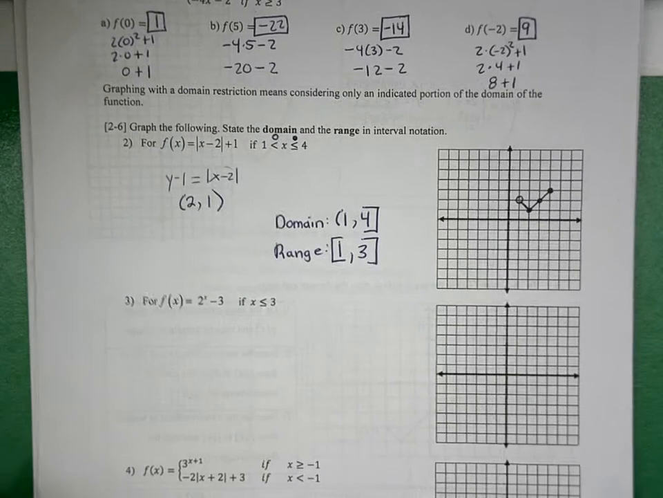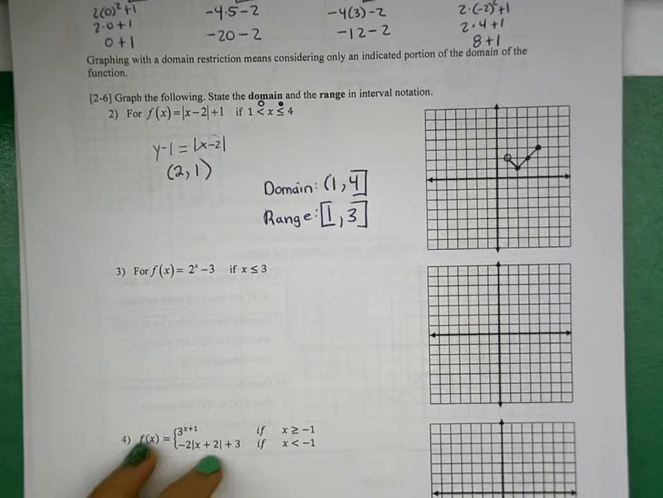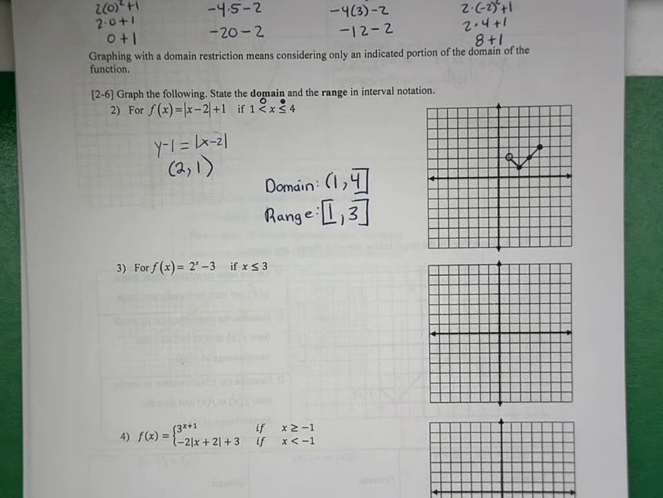For f of x equals 2 to the x minus 3 if x is less than or equal to 3. So again, one more time, the two things you want to make sure you take note of. What type of function are you looking at? What should it look like on your graph? And then your domain restriction. Do we have holes or points? And what type of x values are we going to be considering?